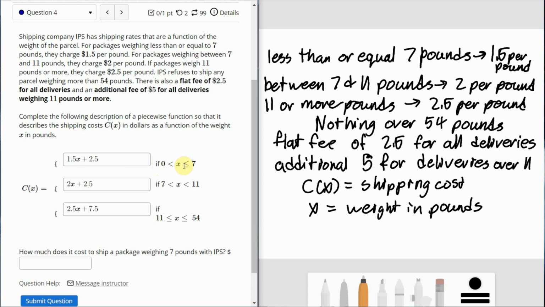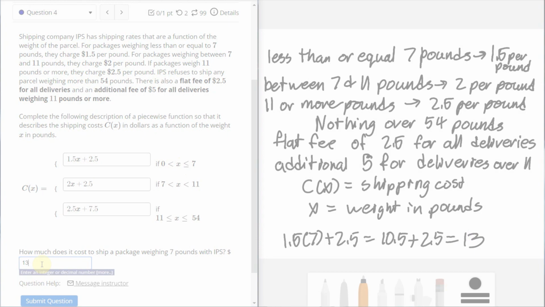If I plug in 7 for X, I'll have 1.5 times 7 plus 2.5, which will give me 10.5 plus 2.5, which equals 13.